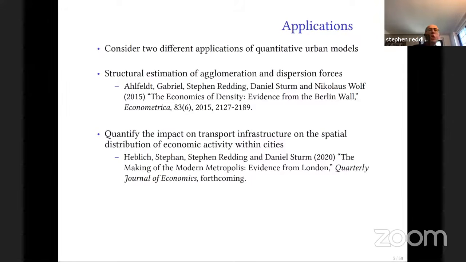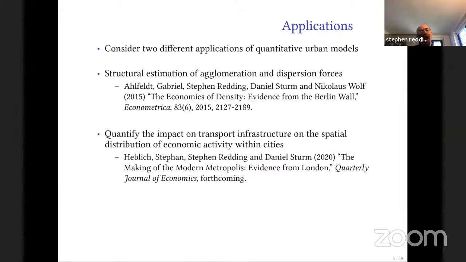And then the second paper I talk about today is called The Making of the Metropolis, Evidence from London. There, the question is connected more directly to a policy intervention that might be up for grabs or might be being contemplated by policymakers. We're interested in thinking about what is the impact of transport improvements on the organization of economic activities within cities. That second paper on London also makes a couple of methodological contributions, which is why I wanted to highlight it as part of today's lecture.